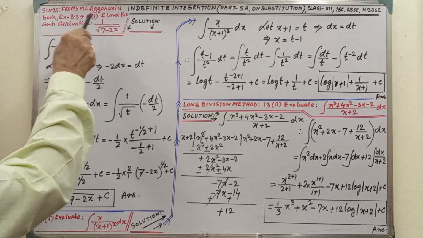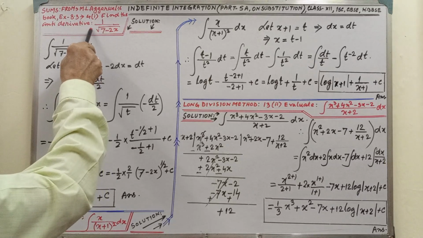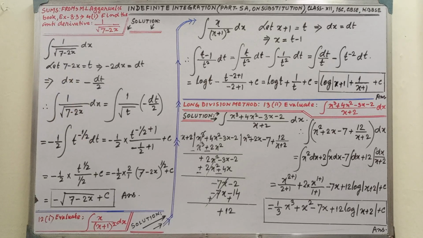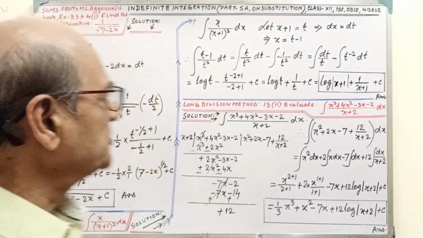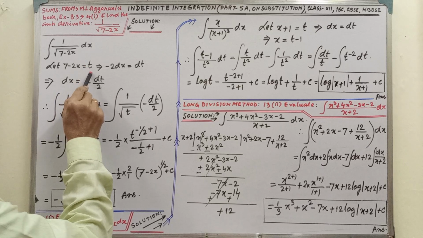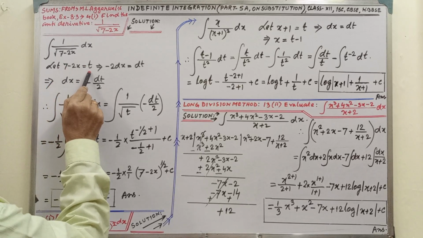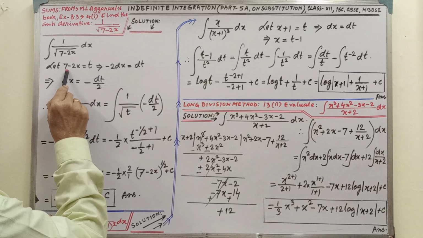The sums are given from M.L. Agarwal's book, exercise 8.3, sum number 4, part 1. You will get the sum in your book, and here also it is written clearly. After writing the sum, we have to substitute from the given expression. Here 7 minus 2x equal to t. Whichever part we are considering, that part we have to differentiate.